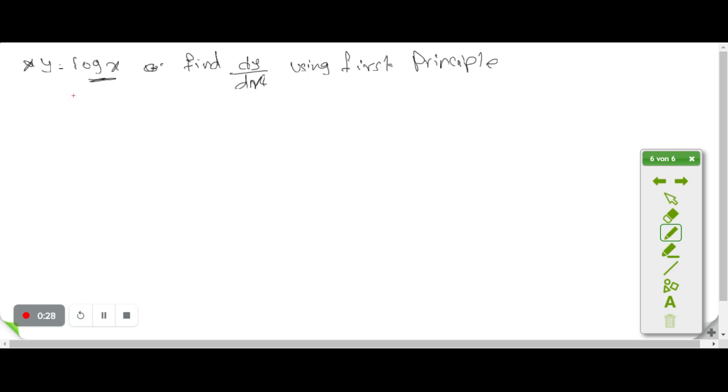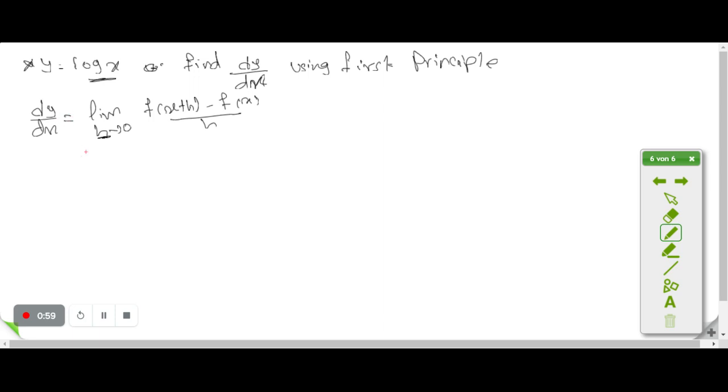And we know that by first principle, dy by dx is the limit of h tends to 0, f of x plus h minus f of x upon h. Remember that here we are using h. You can use a or b, but you should keep in mind that you also need to change it as a or b. But here we are going to use h.